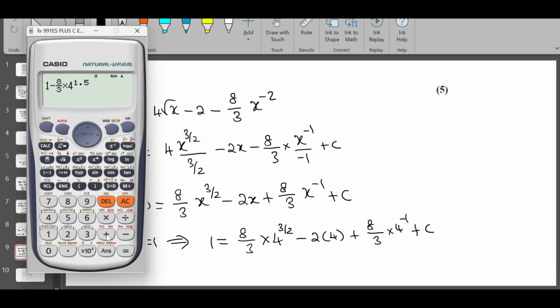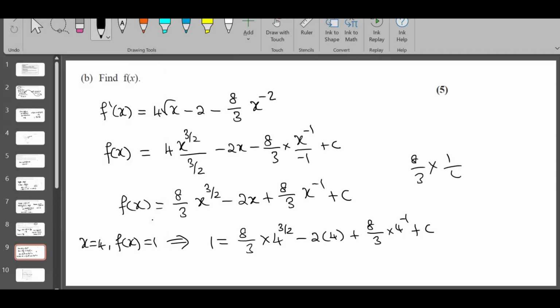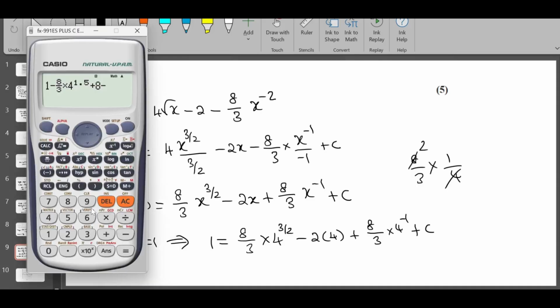Minus 2 4s are 8, comes this side, becomes plus 8. And the next term was positive, comes here negative. 4 power minus 1 is 1 over 4. So 8 over 3 times 1 over 4 is 2 over 3. 2 over 3 is minus 13. That's the value of c.